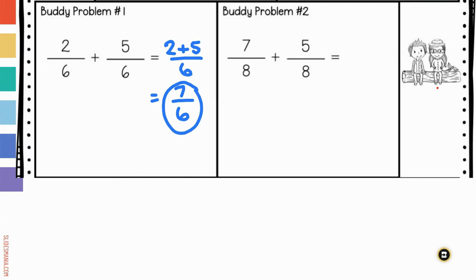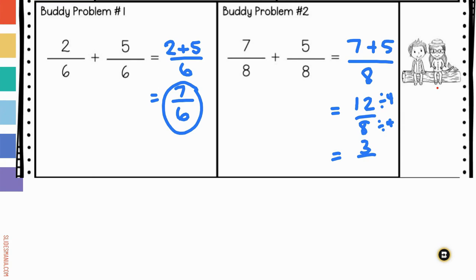The next problem, we have 7 over 8 plus 5 over 8. So we're going to start by adding 7 plus 5, and then all over 8. 7 plus 5 is going to give me 12 over 8. And I can reduce that. So if I divide each by 4, I have 12 divided by 4, which is 3. 8 divided by 4 is 2. So 3/2.